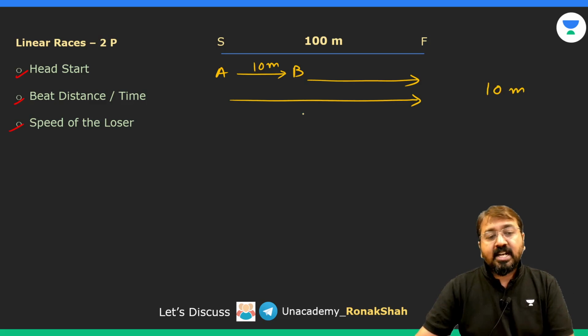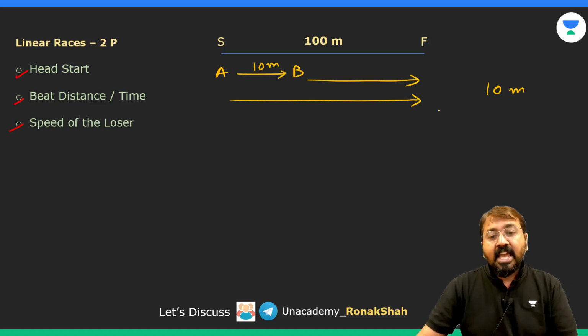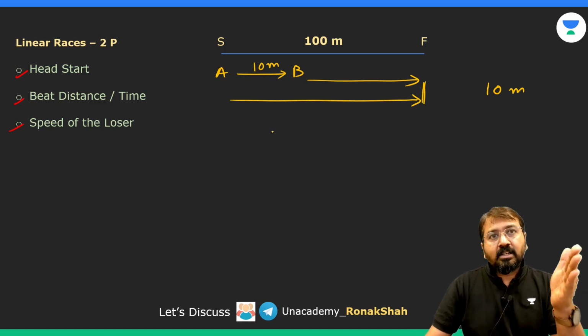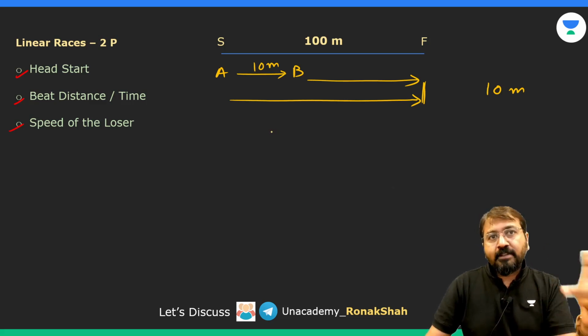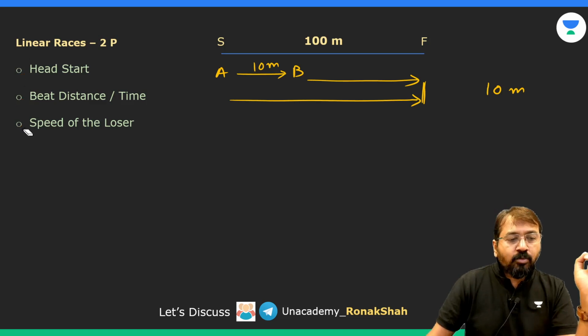Similarly, this head start can also be in terms of time. For example, if B starts running 10 seconds earlier than A, and both of them reach the finishing point at the same time, then we can say that A can give B a head start of 10 seconds. In this scenario, both of them are running the 100 meter distance, but B takes 10 seconds more than A. Right. Now let's understand what the beat distance is.